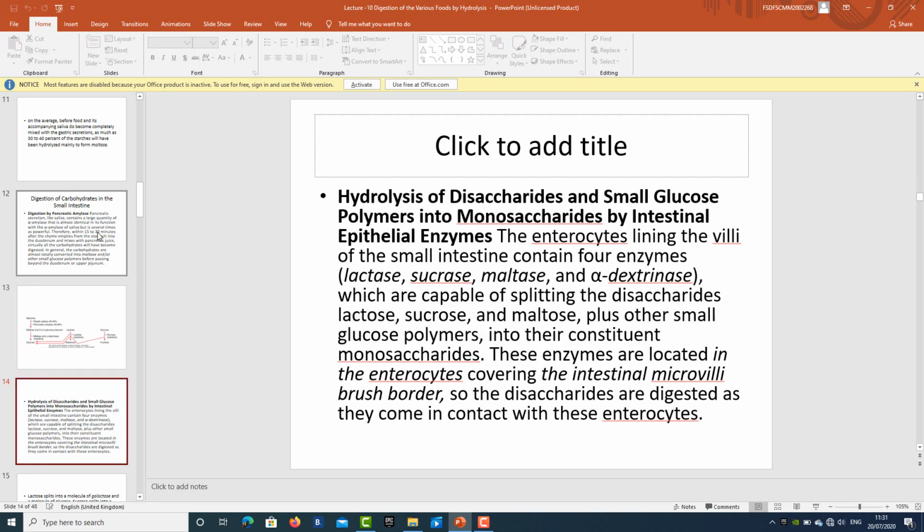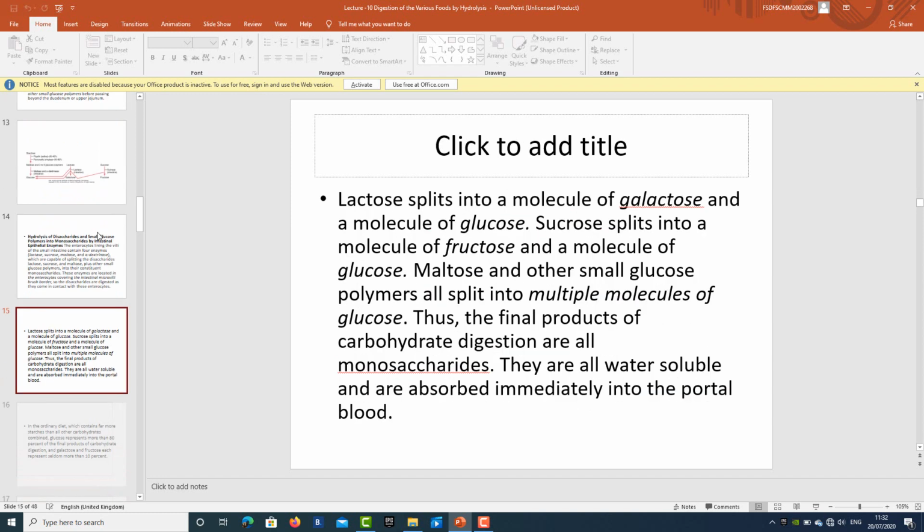Now, hydrolysis of disaccharides and small glucose polymers into monosaccharides by intestinal epithelial cells. The enterocytes lining the villi of the small intestine contain 4 enzymes: lactase, sucrase, maltase, and alpha dextrinase, which are capable of splitting the disaccharides lactose, sucrose, maltose, plus other small glucose polymers into their constituent monosaccharides. These enzymes are located in the enterocytes covering the intestinal microvilli brush border, so the disaccharides are digested as they come in contact with these enterocytes.